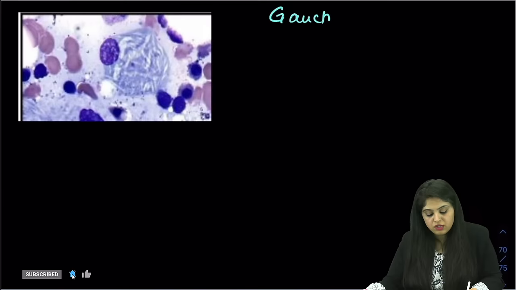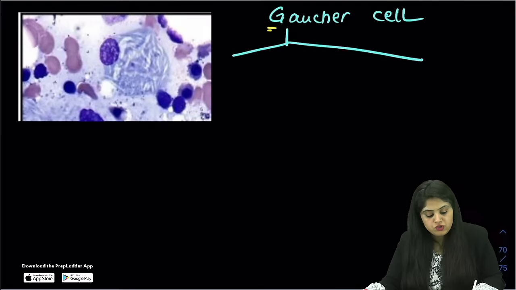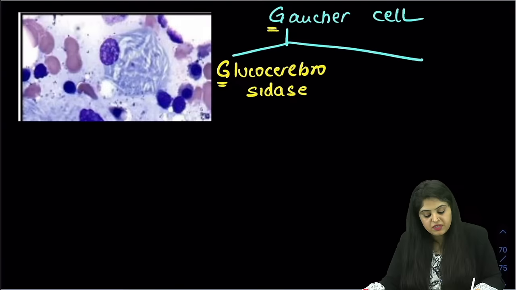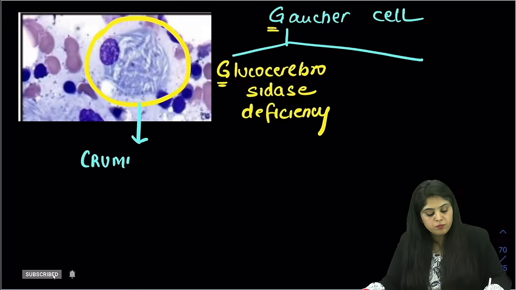That was the Gaucher cell. That's a picture that I wanted all of you to revise. Only two questions will come, which I quickly want to revise with you. Firstly, G for G. So it is which deficiency? It is glucocerebrosidase deficiency. And next, what are you seeing over here? You're seeing the classical crumpled tissue paper appearance.